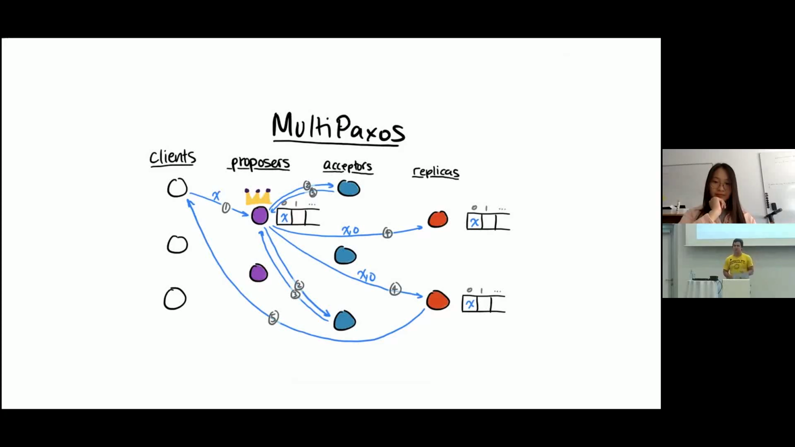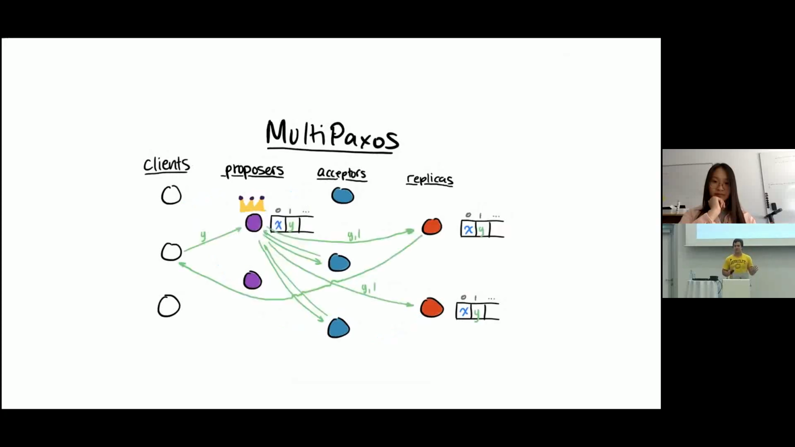Finally, the leader sends the command along with its index over to the replicas. So here it says, hey, replicas, command x was chosen in the first log entry. The replicas put the commands in their logs and execute them. And then one of the replicas returns the result of executing the command, here x, back to the client.